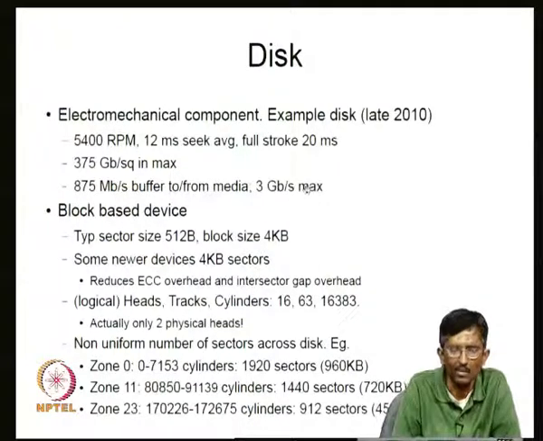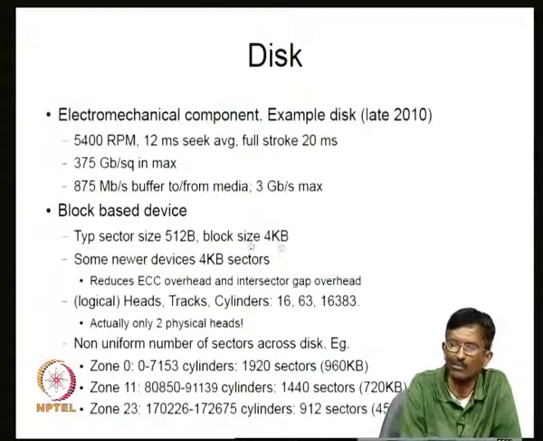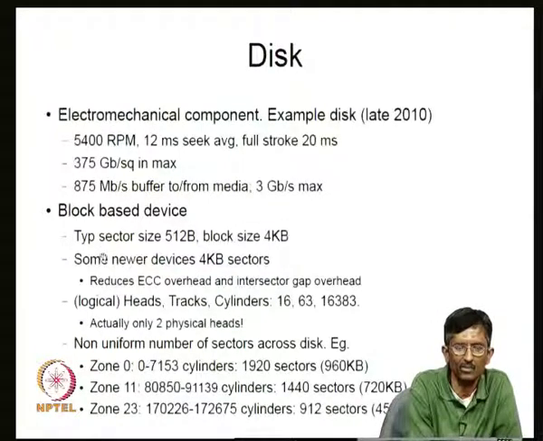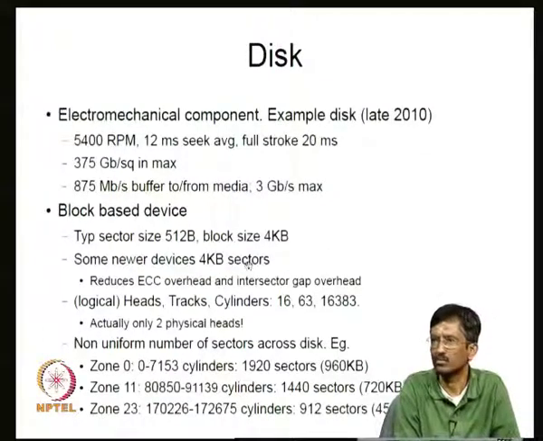Now again, this is what is called a block-based device. Its typical sector size is 512 bytes, block size is 4 kilobytes typically. Again, as we discussed last time, in Google file system the block size is 64 megabytes, so that you can get effective throughput. For a long time the sector size has been 512 bytes. Nowadays, since 2010, you are getting newer devices with 4 kilobyte sectors.